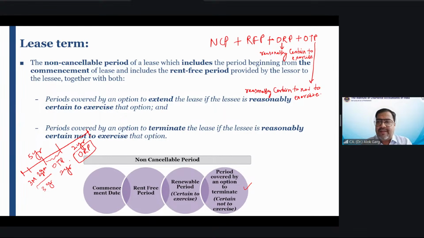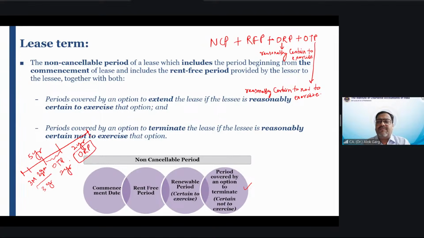So friends, now let's see what will be the lease period. What will be the lease term? The lease term is equal to the non-cancelable period, which is 2 years 9 months, plus the rent-free period, which is 3 months, plus the optional termination period, if the lessee is reasonably certain not to exercise the option of termination.